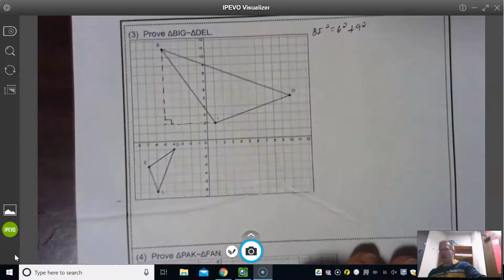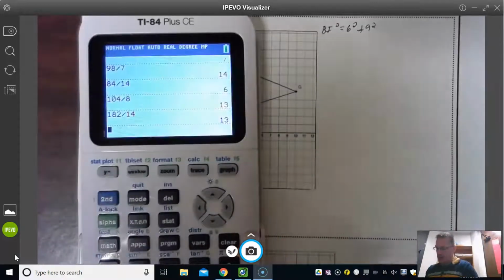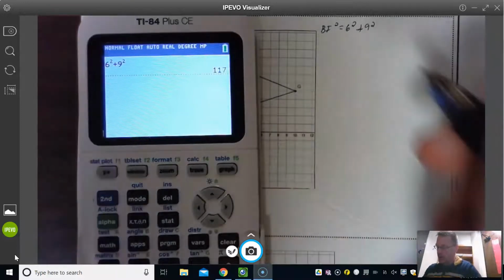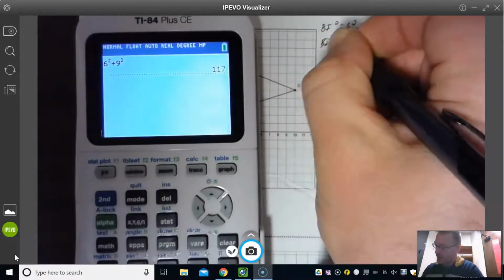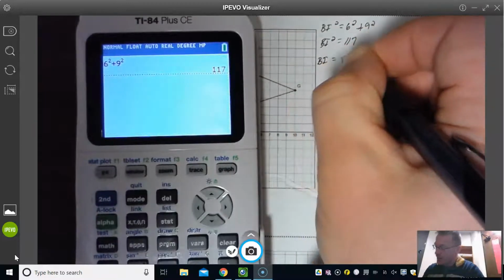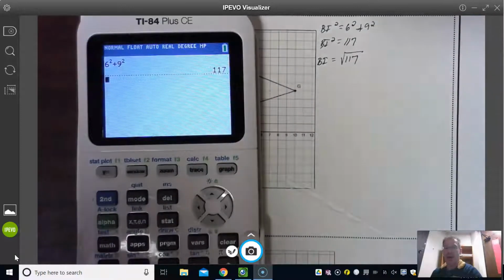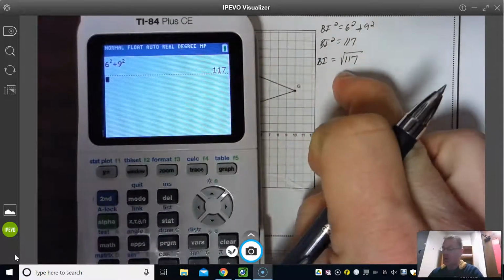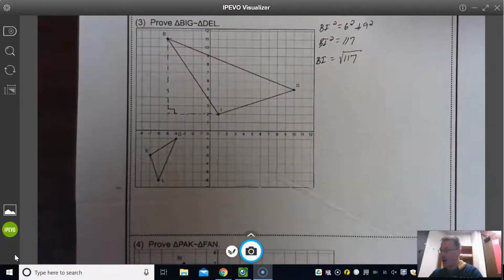Okay, and then if I look at my calculator, let's do that real quick. So 6 squared plus 9 squared is 117. And now I'm going to take the square root like that. So BI is the square root of 117. Now, I'm not going to try to reduce our radical here. I'm going to leave it as it is, and I'll show you why in just a moment.